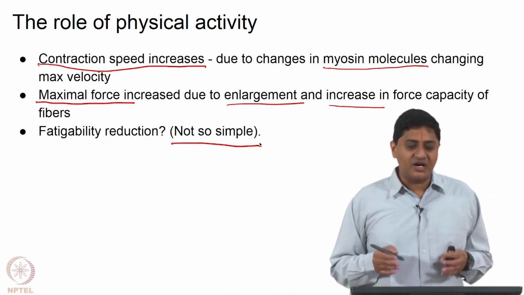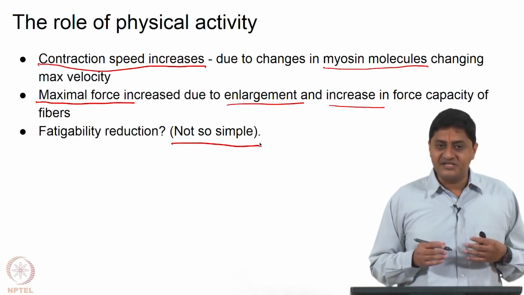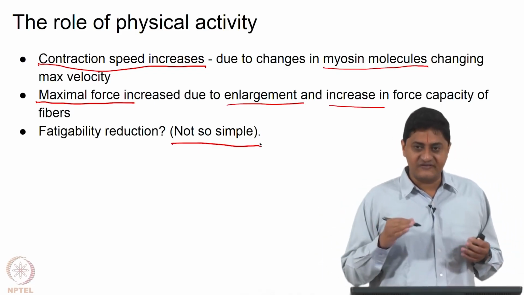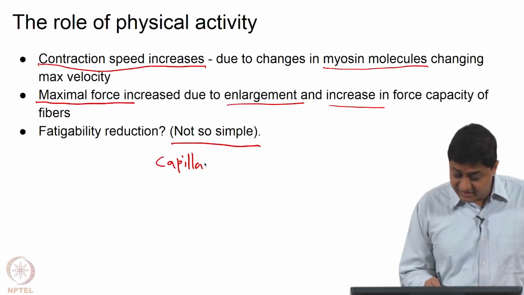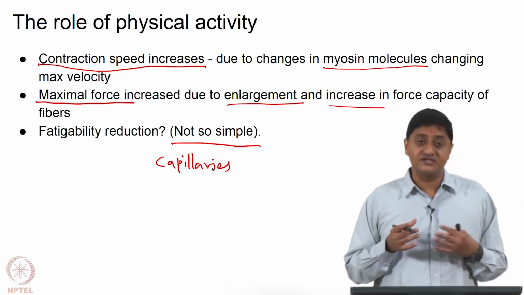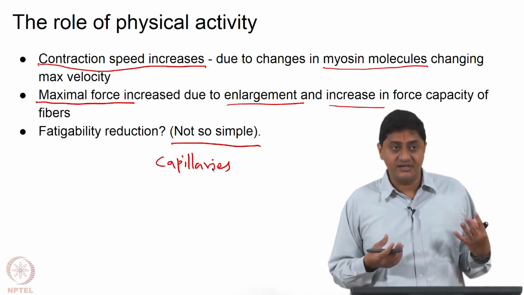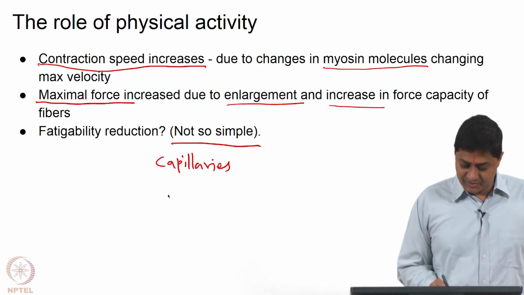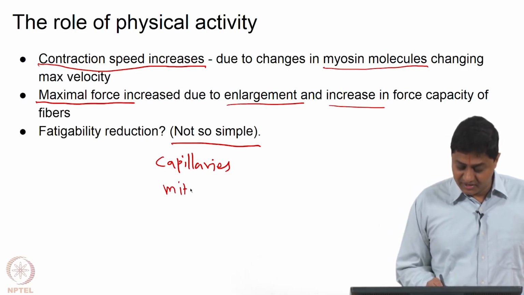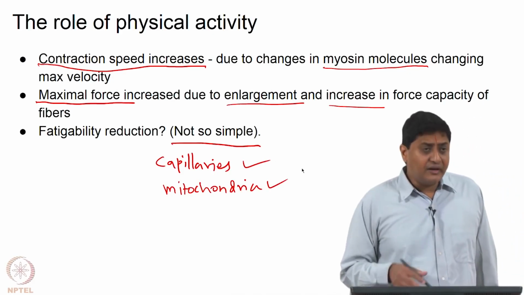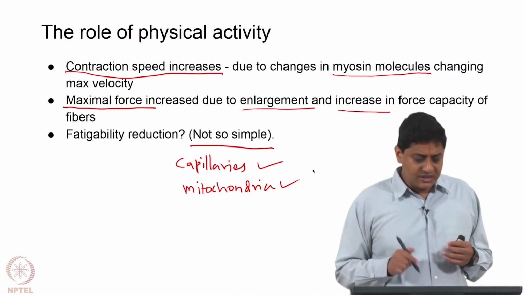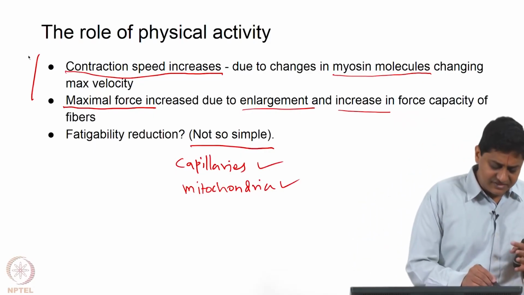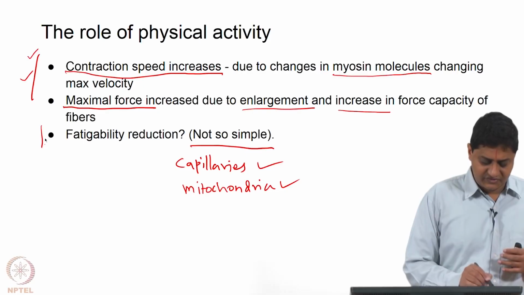Fatigability reduction is actually not so simple. It is accompanied by changes in several levels of control. These can be capillaries, changes in the properties of the capillaries, because we said this is an oxidative process, more oxygen is needed, right. So, changes in the capillary properties and changes in the distribution of mitochondria, etc. And a combination of several other things causes reduction in fatigability. Usually these two are relatively easier to achieve in comparison with this.